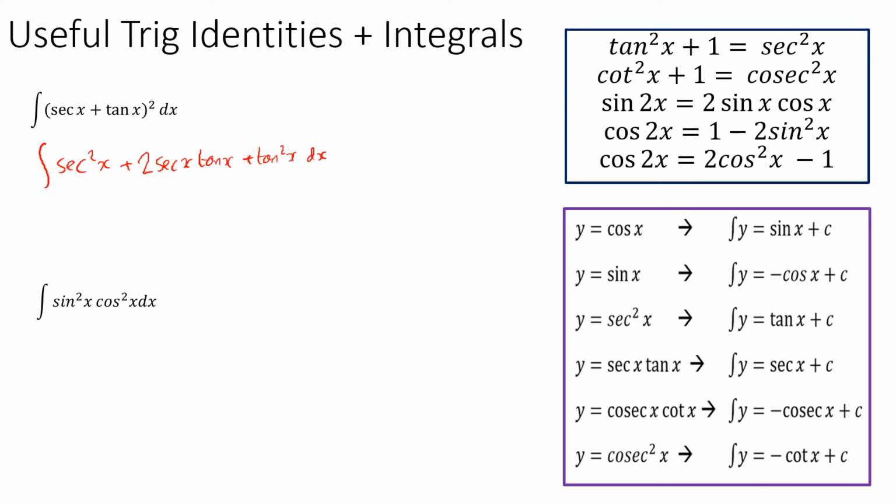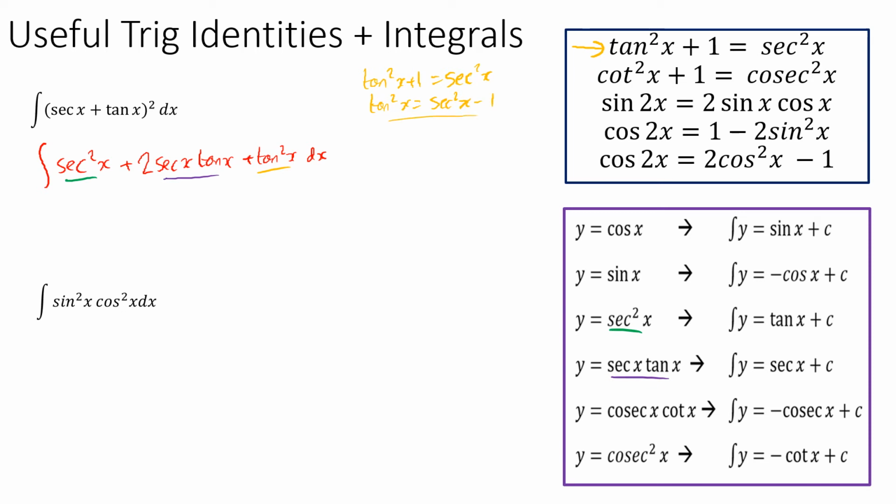Now which ones of those can we already integrate? Well, sec squared is one that we know how to do. Sec tan is one that we already know how to do, so the only one that might be a problem is tan squared. So what do we do with tan squared? Well, with tan squared, we use this formula. We know that tan squared x plus 1 is sec squared x, so we can say that tan squared is equal to sec squared minus 1, and we can sub that in.